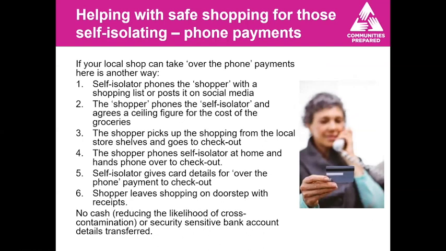So basically, the self-isolator phones the shopper with the shopping list, or posts it on social media. The shopper phones the self-isolator and agrees a ceiling figure for the cost of the groceries again. The shopper picks up the shopping from the local store shelves and goes to the checkout. The shopper phones the self-isolator at home and hands the phone over to the checkout. The self-isolator gives card details for over-the-phone payment to the checkout. The shopper leaves the shopping on the doorstep with receipts. No cash again, reducing the likelihood of cross-contamination or security-sensitive bank account details being transferred.